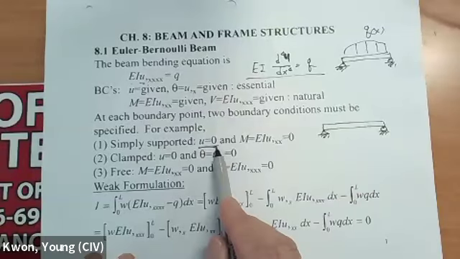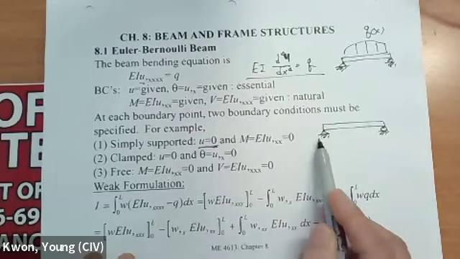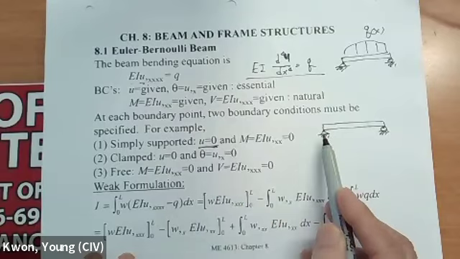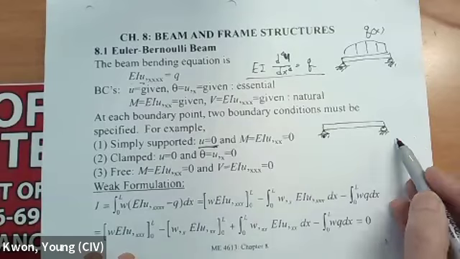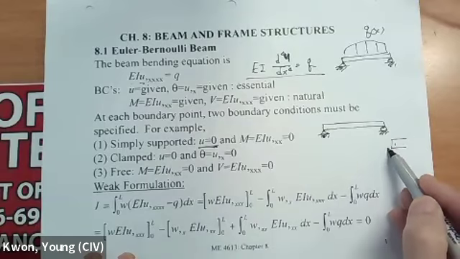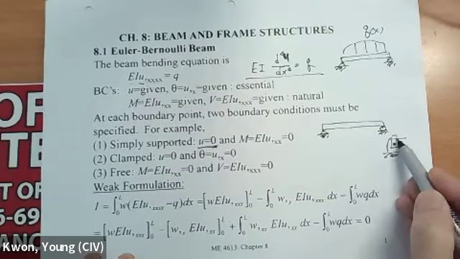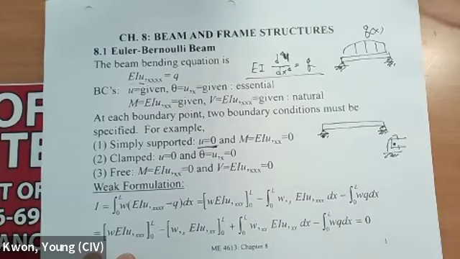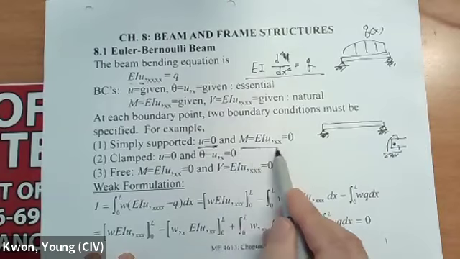So displacement is 0, deflection is 0, and it is free to rotate. Simple support means like this. More in a precise sense, it's going to be like that. You've got a pin joint, so it's free to rotate. That means your moment is going to be 0, so the second derivative is going to be 0.